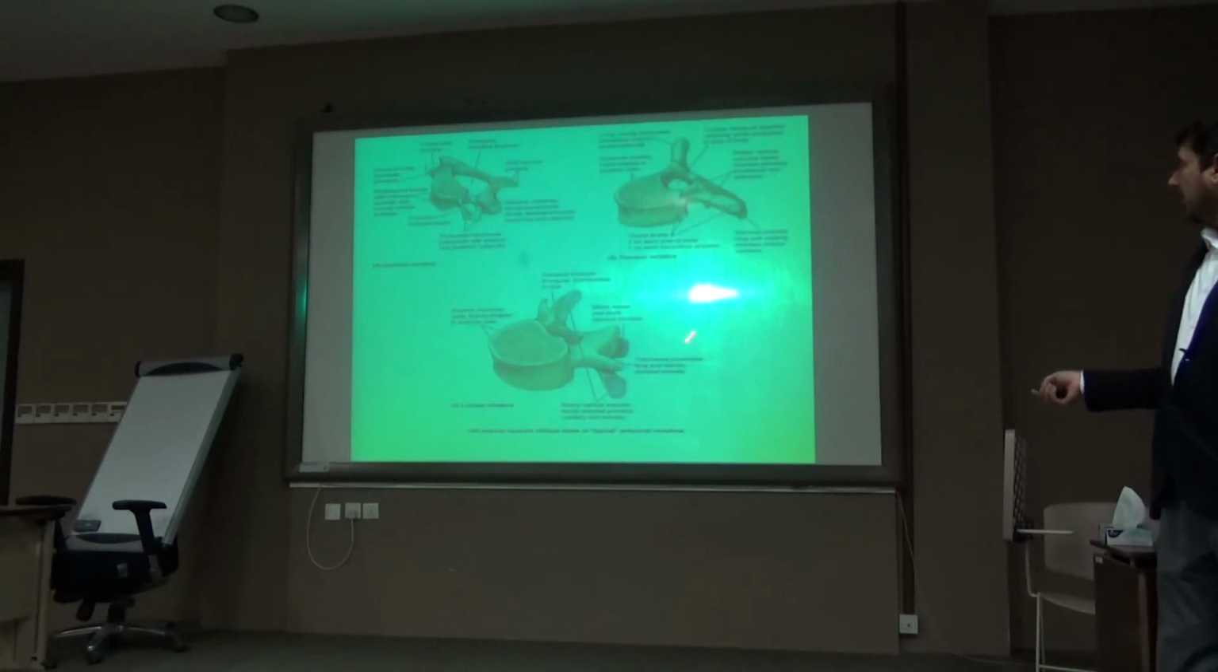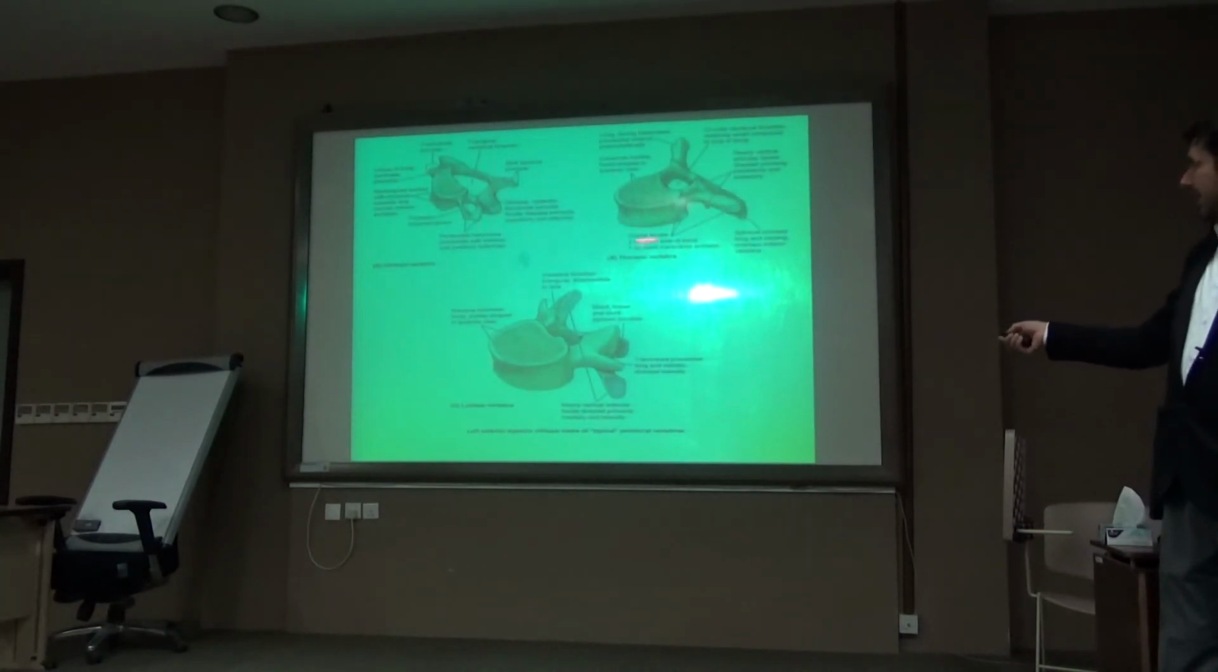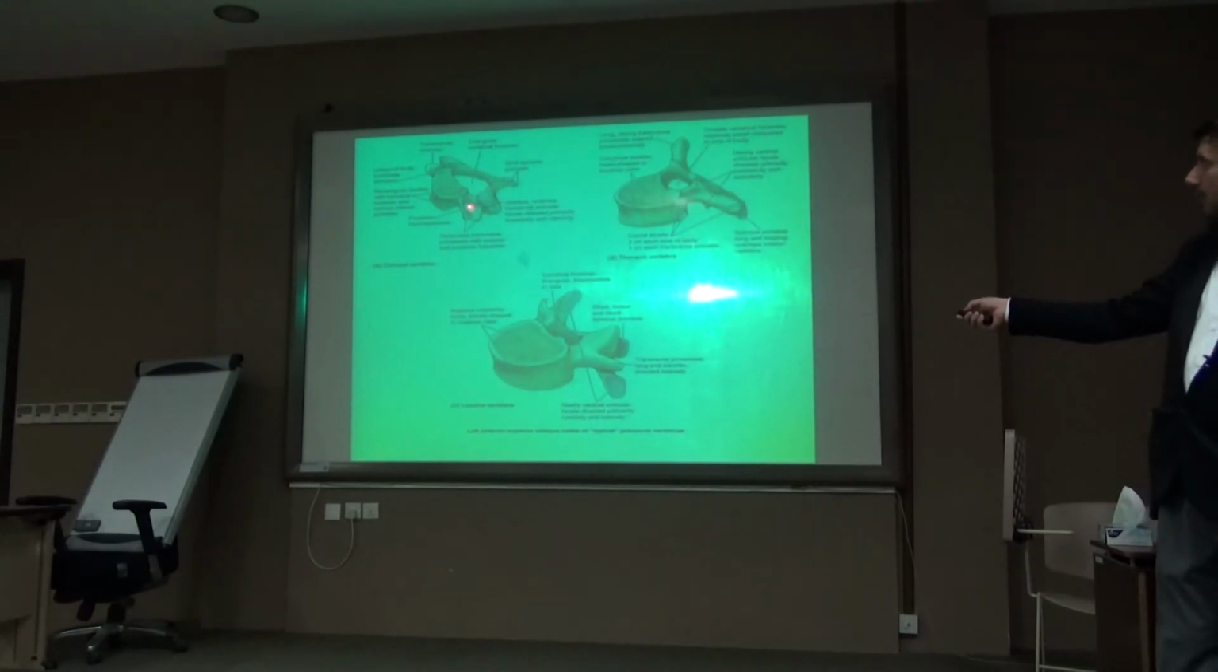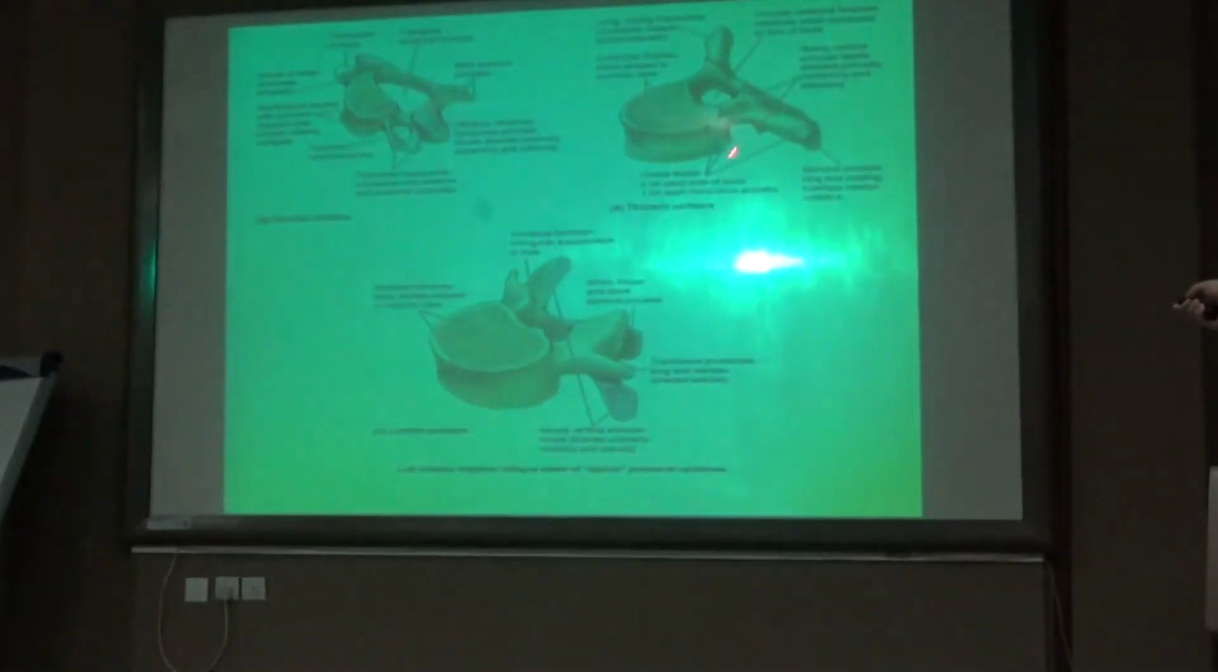Okay. Now you can differentiate very easily. Look at this. Are you able to see this foramen over here? No. This foramen is present. This is known as the vertebral foramen in all vertebrae.